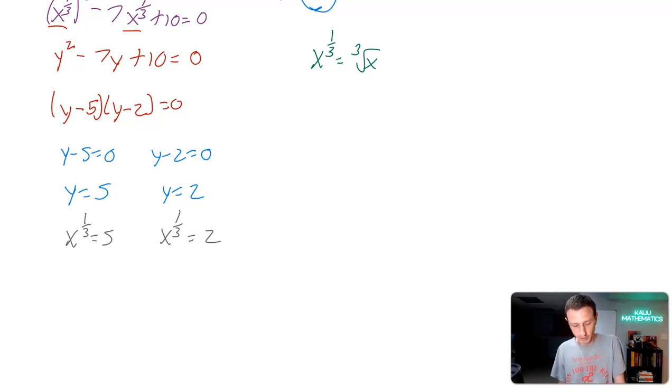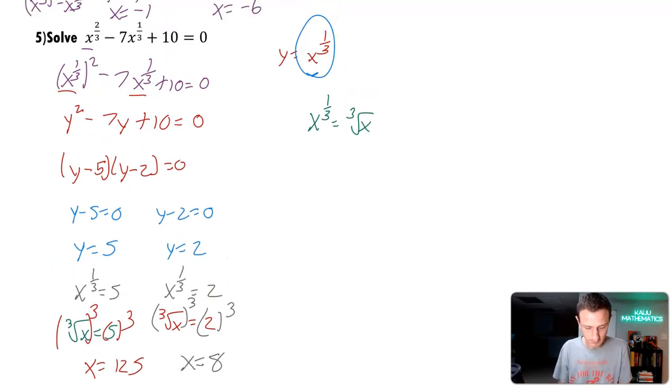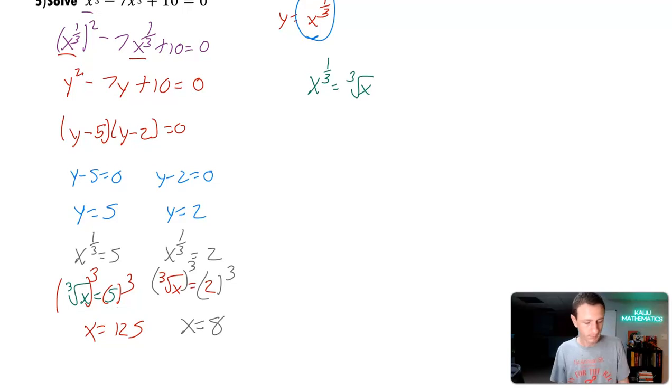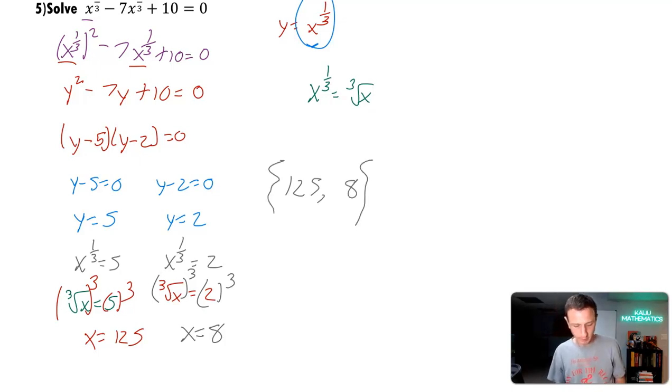So if we're solving for the cube root of x equal to 5, how do we solve that? We raise it to the 3rd power. So x equals 5 cubed, which is 125. And here, the cube root of x equal to 2, so raise to the 3rd: 2 cubed. So x is equal to 8. Then you can check them, but to save some time on these videos, I'm not going to check unless I know of an issue I need to look out for. Those are our solutions, 125 and 8.